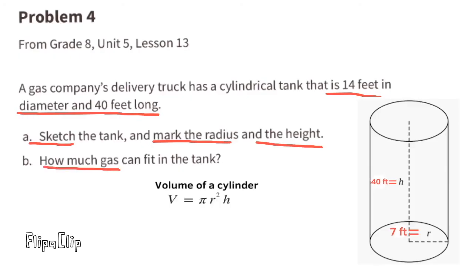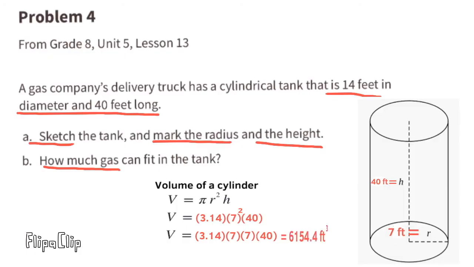To find out how much gas fits in the tank, we need to find the volume of the cylinder, or the volume of the tank. And we can do this by multiplying pi times 7 squared times 40. Using 3.14 to represent pi, the volume of the tank is 6,154 4/10 cubic feet.